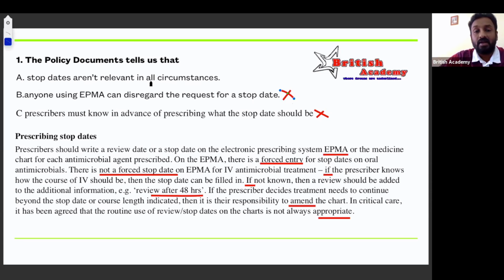Stop dates aren't relevant in all circumstances. Yes, that's true, because the last line clearly says in critical care, it has been agreed that the routine use of review or stop dates on the chart is not always appropriate. That's why the correct option over here is A. Okay, so this is what the correct option is.